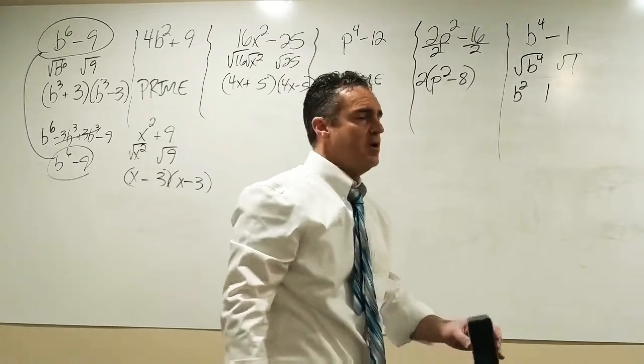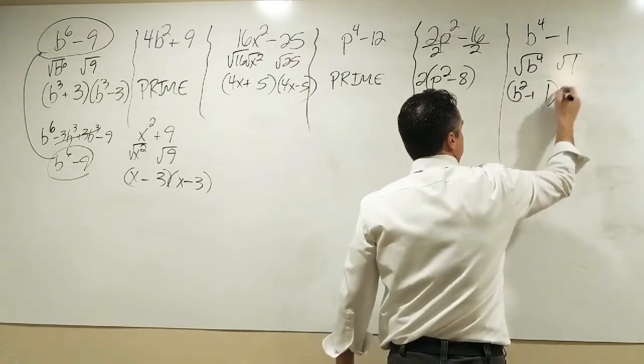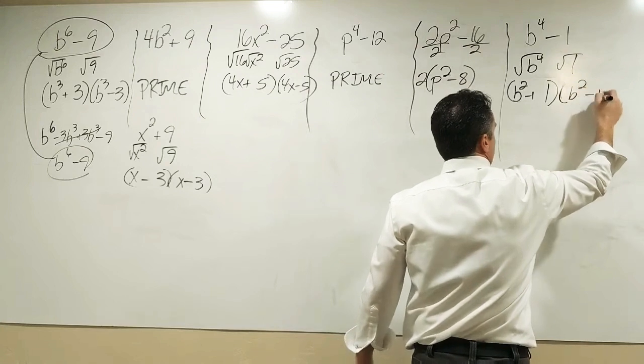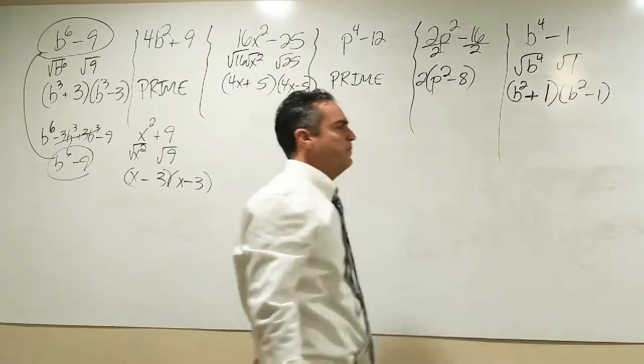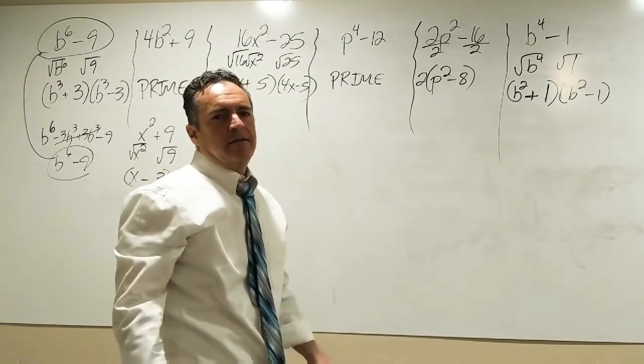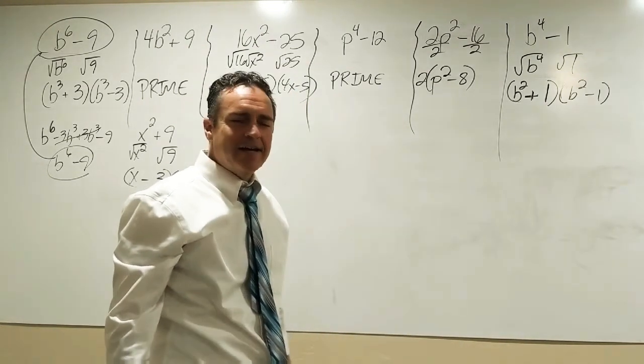Go for it, Hallie. 1, 2, 3. Put it in a sum, put it in a difference. All right, cool. So we have b squared plus 1 times b squared minus 1. And if you got that right, you didn't get it right.